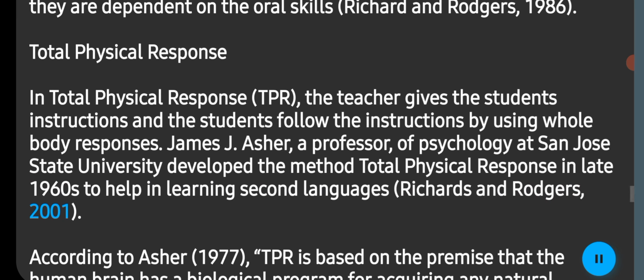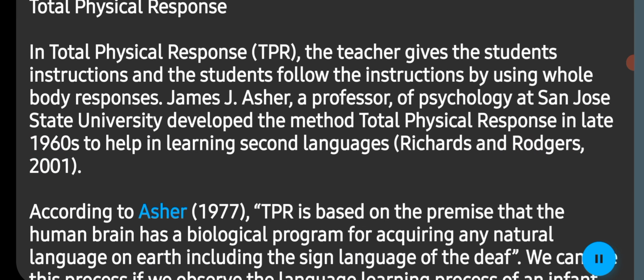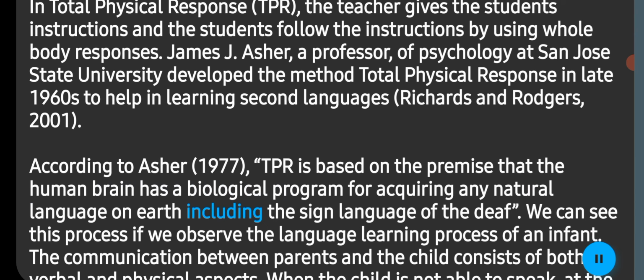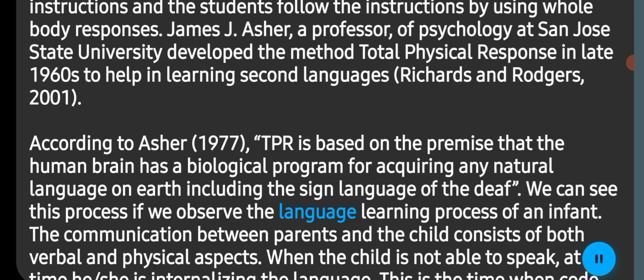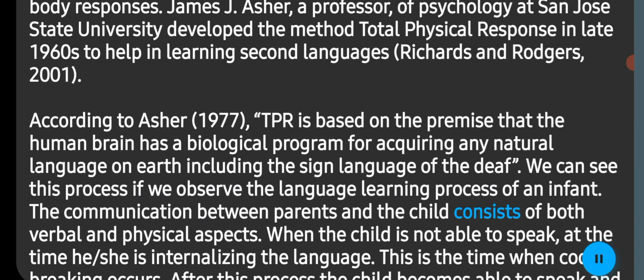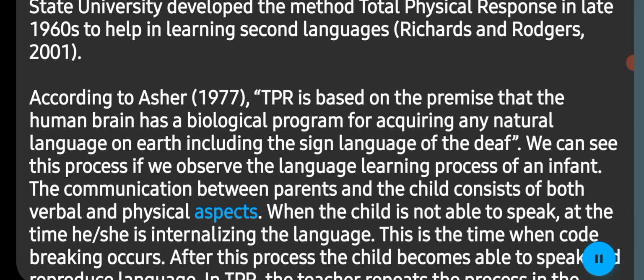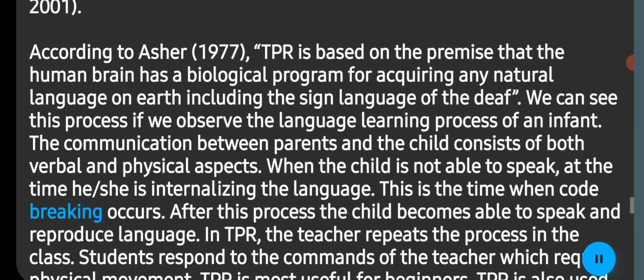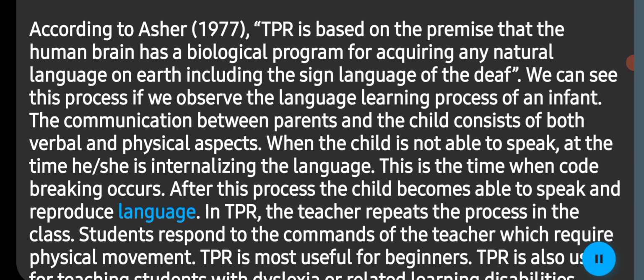Richards and Rodgers, 2001. According to Asher, 1977, TPR is based on the premise that the human brain has a biological program for acquiring any natural language on Earth, including the sign language of the deaf. We can see this process if we observe the language learning process of an infant. The communication between parents and the child consists of both verbal and physical aspects. When the child is not yet able to speak, she is internalizing the language. This is the time when code breaking occurs. After this process, the child becomes able to speak and reproduce language.